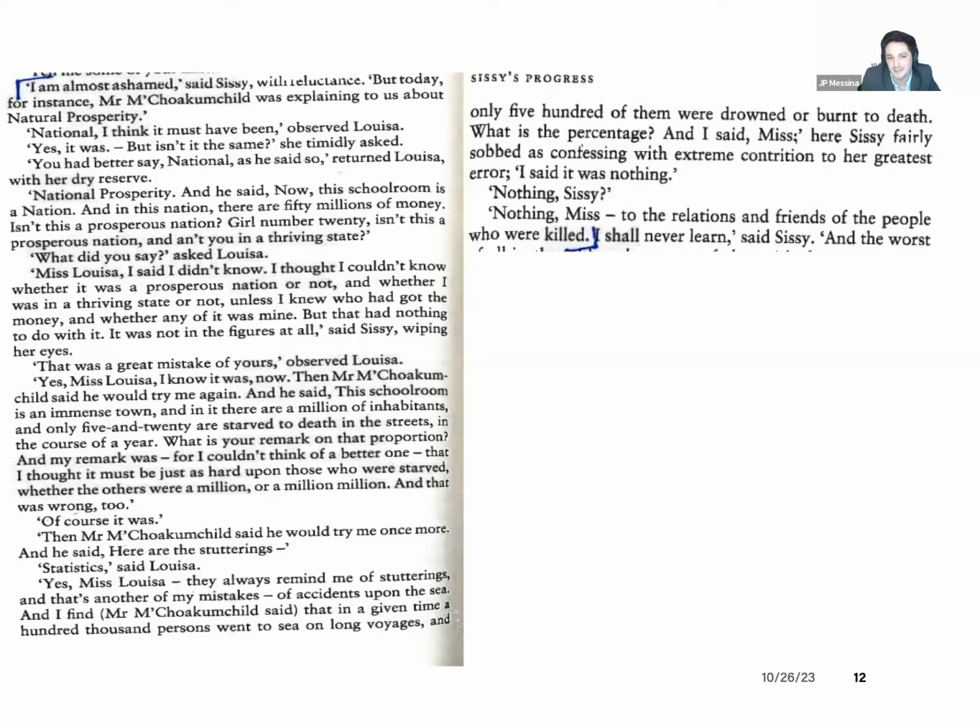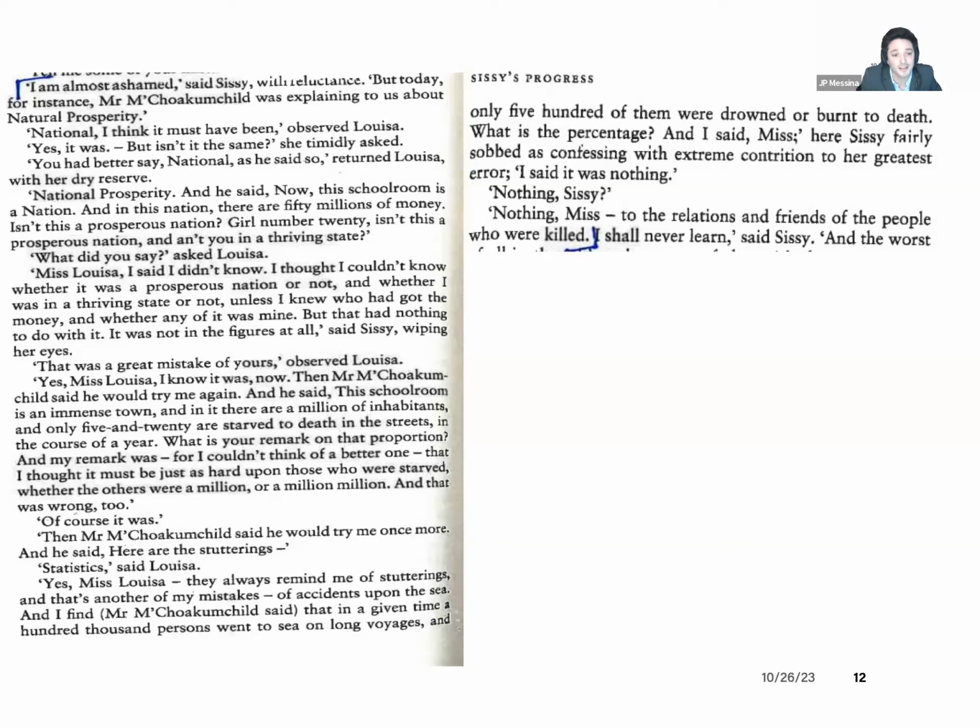"What did you say?" asked Louisa. "Miss Louisa, I said I didn't know. I thought I couldn't know whether it was a prosperous nation or not, and whether I was in a thriving state or not, unless I knew who had got the money and whether any of it was mine. But that had nothing to do with it. It was not in the figures at all," said Sissy, wiping her eyes. "That was a great mistake of yours," observed Louisa. "Yes, Miss Louisa, I know it was now."